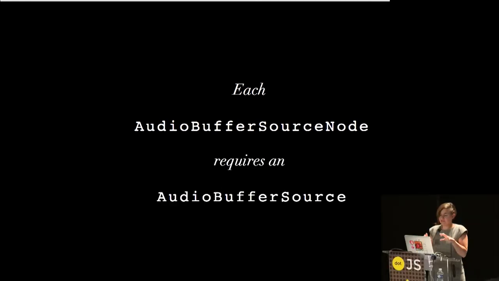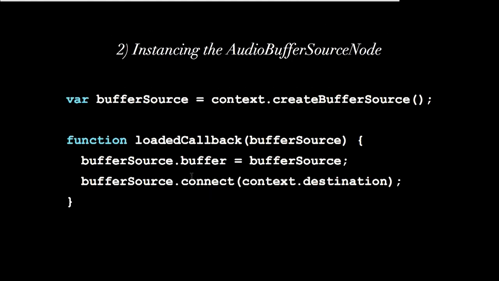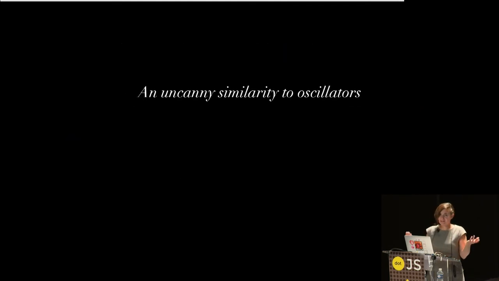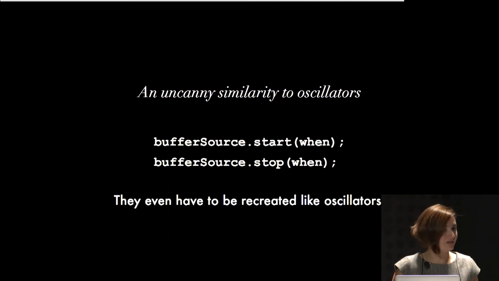That essentially means that you need to have binary data associated to this thing. And as I said, this is just JavaScript. You can just load it by any other means, like you can use an XML HTTP request, and you can decode it here. And once you get it, you just say buffer source.buffer equals this thing that we just loaded and decoded. And you connect it, and then you can just play it like oscillators, start and stop. And they even die like oscillators, and you have to recreate them like oscillators.